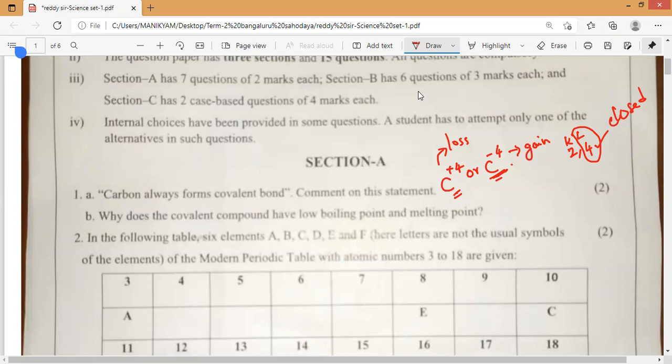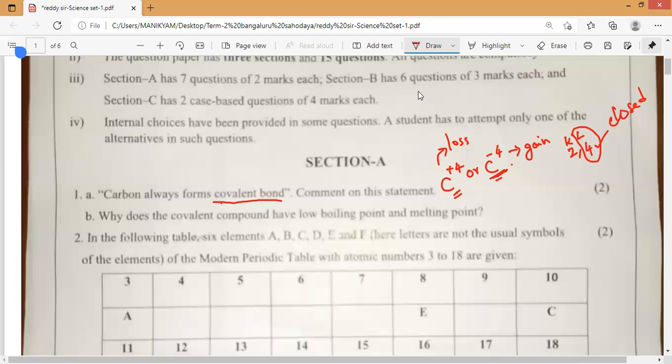So that is the reason, as we know, carbon always forms covalent bond, because it can neither gain the 4 electrons nor lose the 4 electrons, because it is tetravalent. So that is the reason it always forms the covalent bond. Is it yes or no? So like that you have to write clearly.